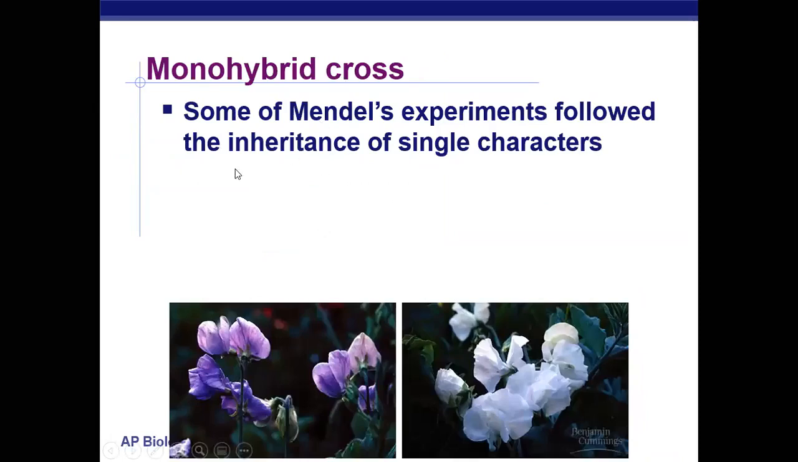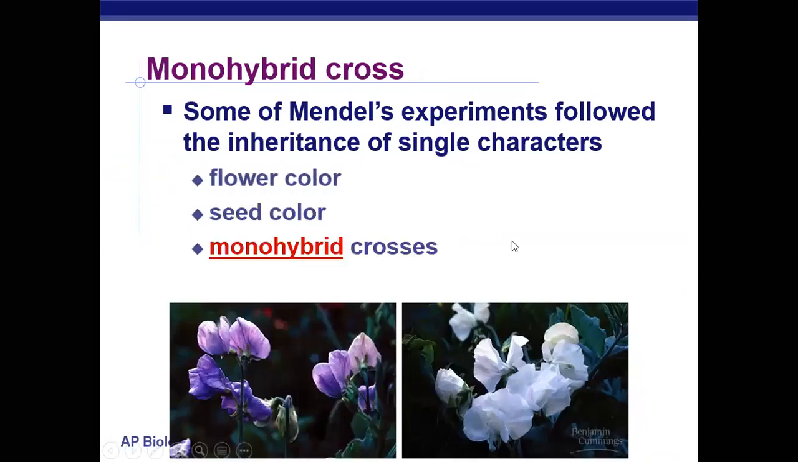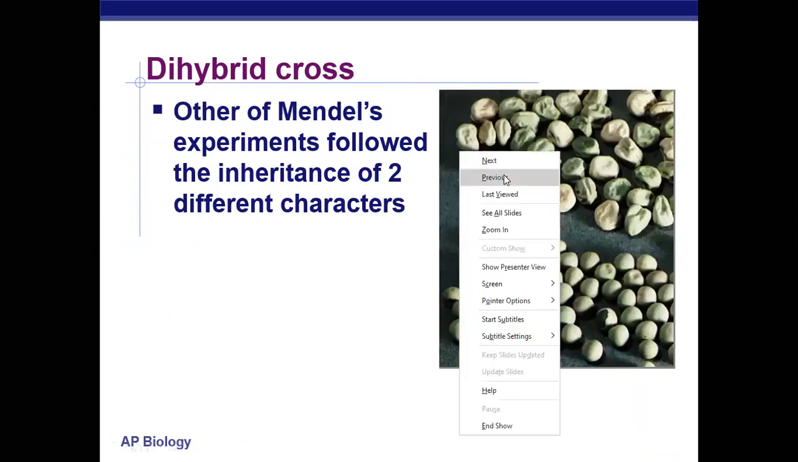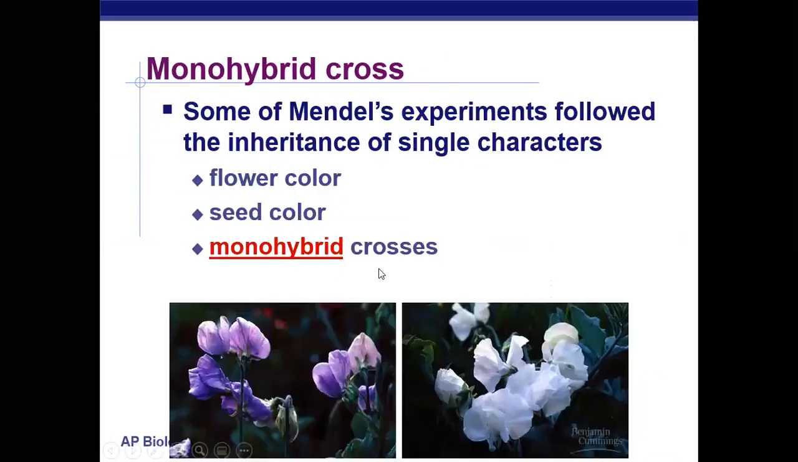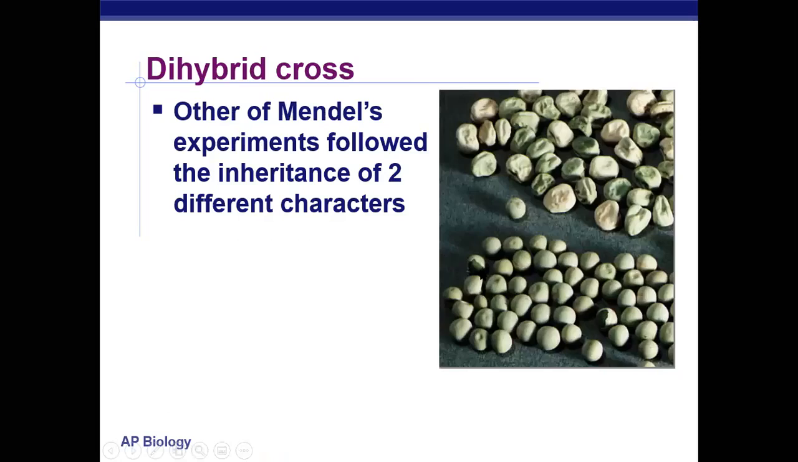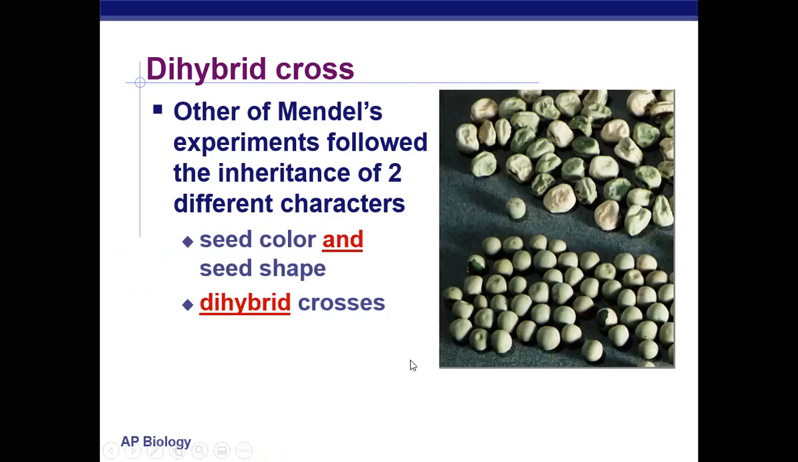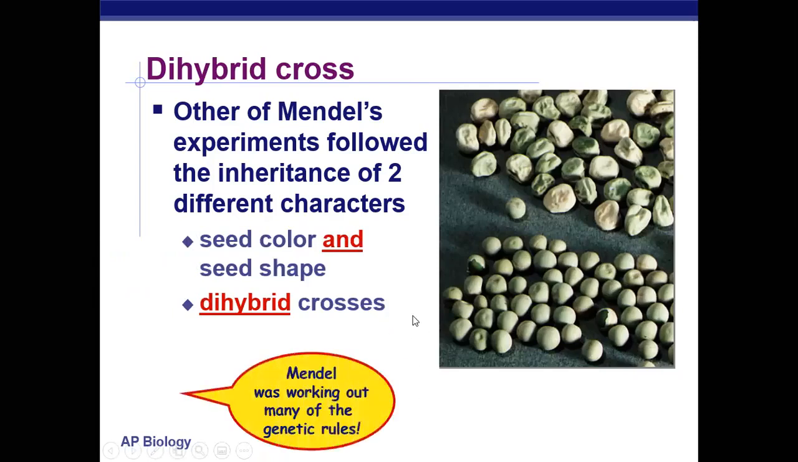Some of Mendel's experiments followed the inheritance of single characteristics. Most of them did. Seed flower, color flower, those are those mono-hybrid crosses that are only the 4 squares, the easy ones. But he also wanted to know seed shape and seed color. Those are 2 different things. Seed shape and seed color are 2 different alleles. And so then you are solving for more than just one trait. It's more difficult. So these are called dihybrid crosses.